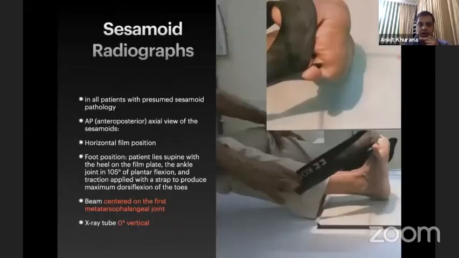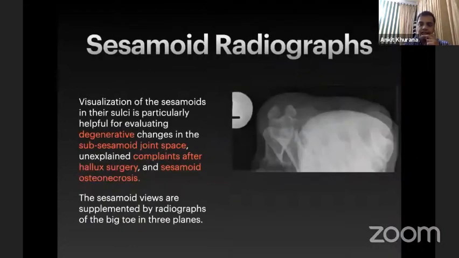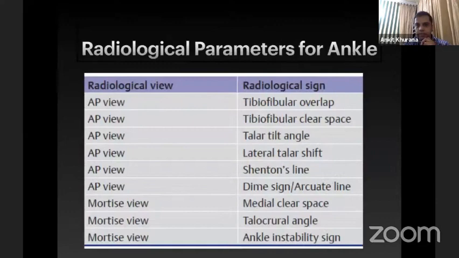Sesamoid radiographs are carried out in this fashion with the toes dorsiflexed and the X-rays centered on the metatarsophalangeal joint with the X-ray tube vertical. And the sesamoid radiographs help in assessing the subsesamoid joint space, which can be involved in degenerative changes. And if a person is having complaints following a hallux valgus surgery, one can always look for positioning of the sesamoids in the sulci, whether they are there or not, as well as to look for sesamoid osteonecrosis.